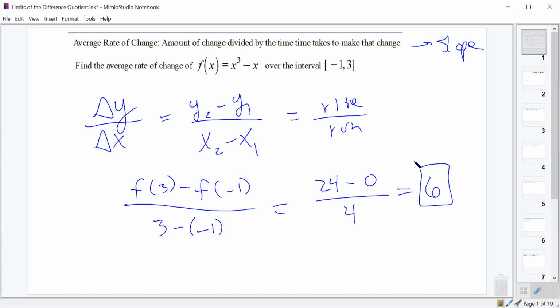What if I wanted you to find the average rate of change between negative 1 and 4 for this function? Could you do it?